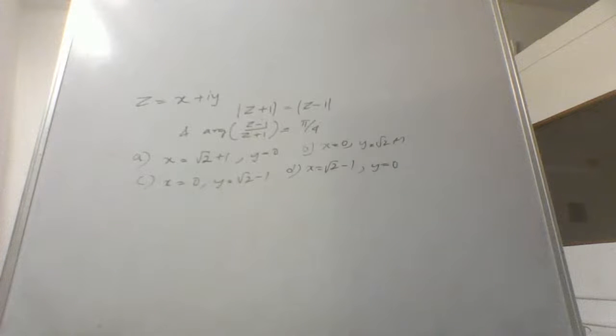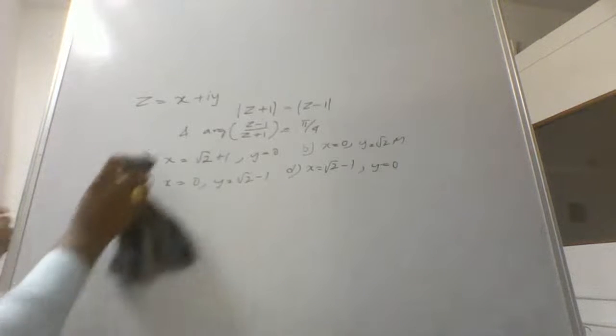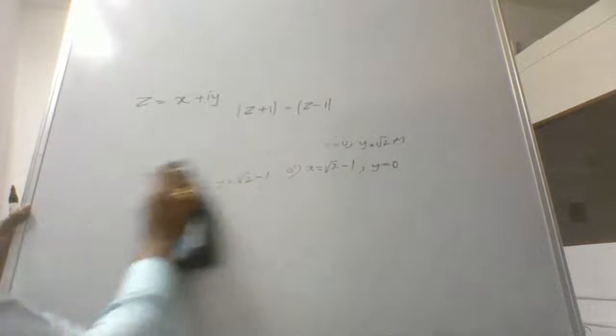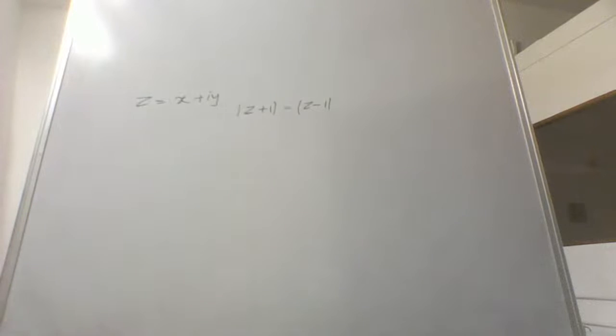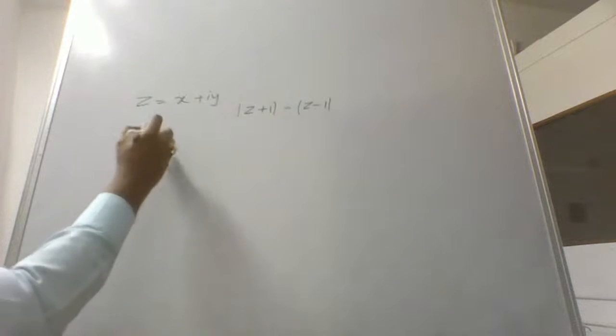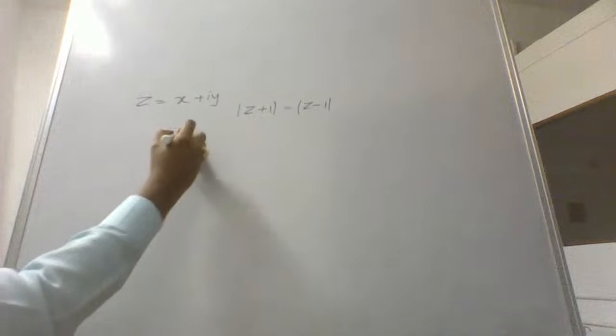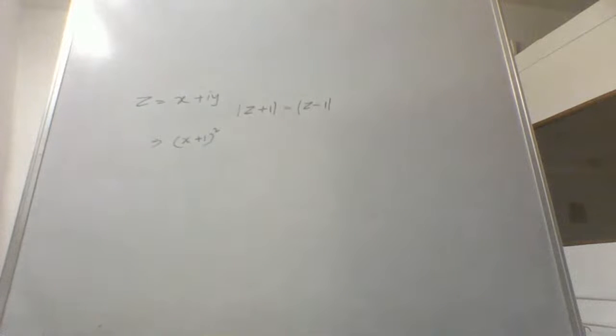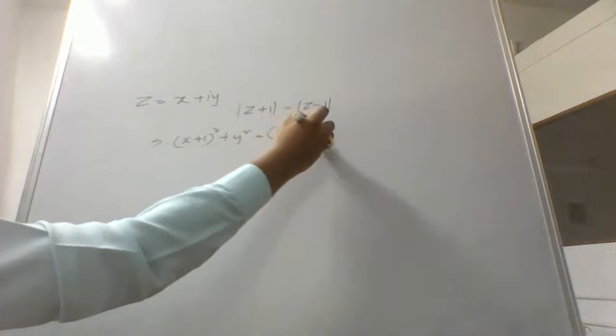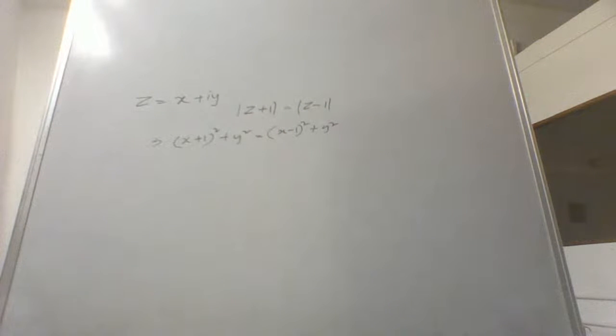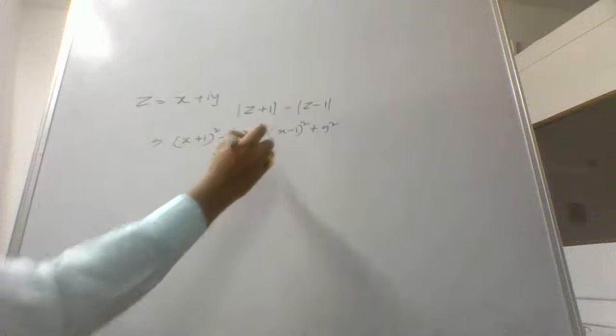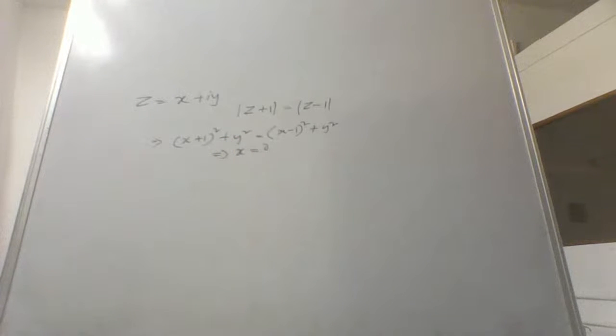Now we have been given z as x plus iy, and mod of z plus 1 is equal to mod of z minus 1, which we can write as: this implies that (x plus 1) whole square plus y square is equal to (x minus 1) whole square plus y square. This implies that x is equal to 0.